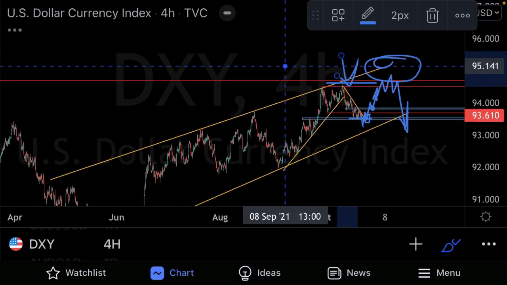So guys, this is our DXY analysis. We'll move on to the next pair, which is our Aussie CAD.